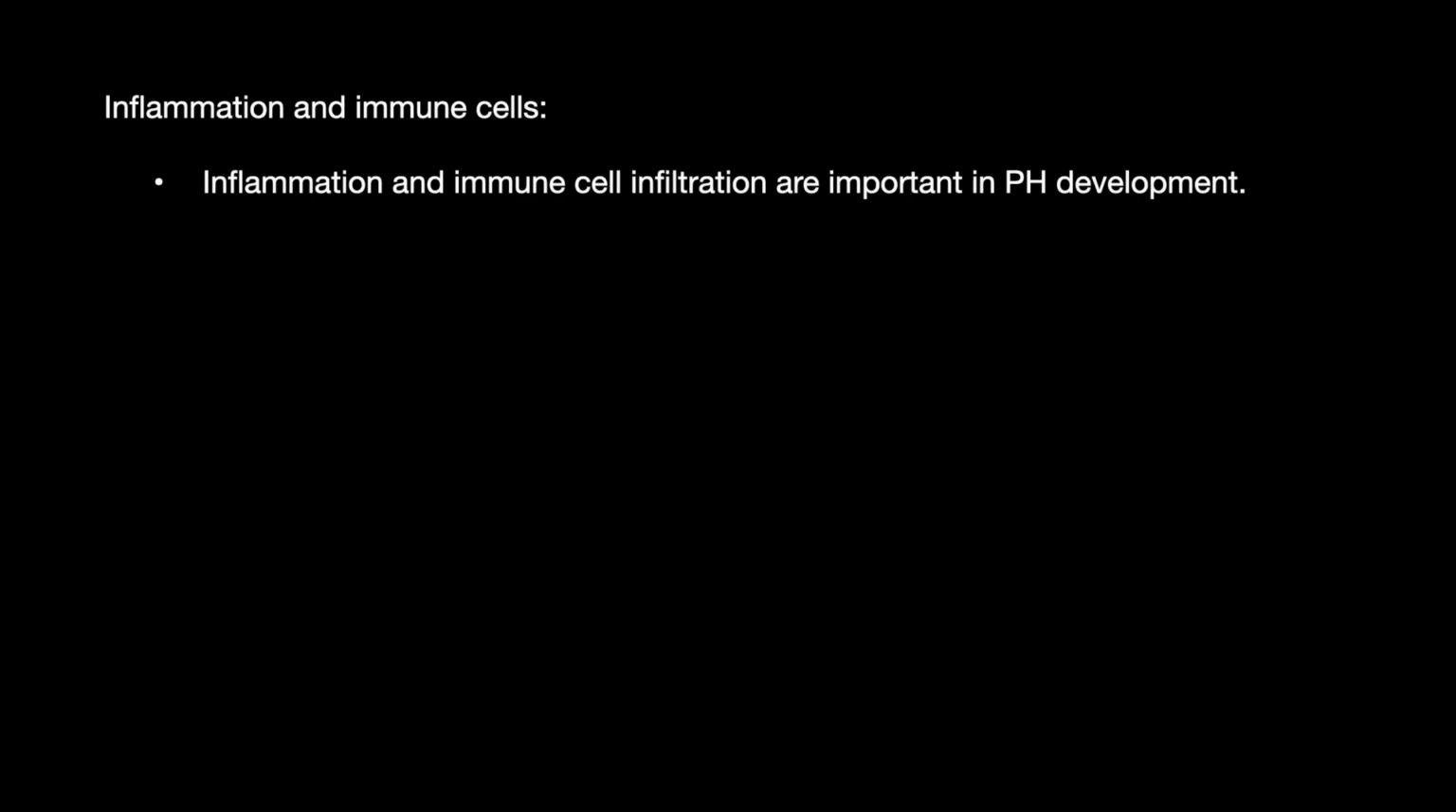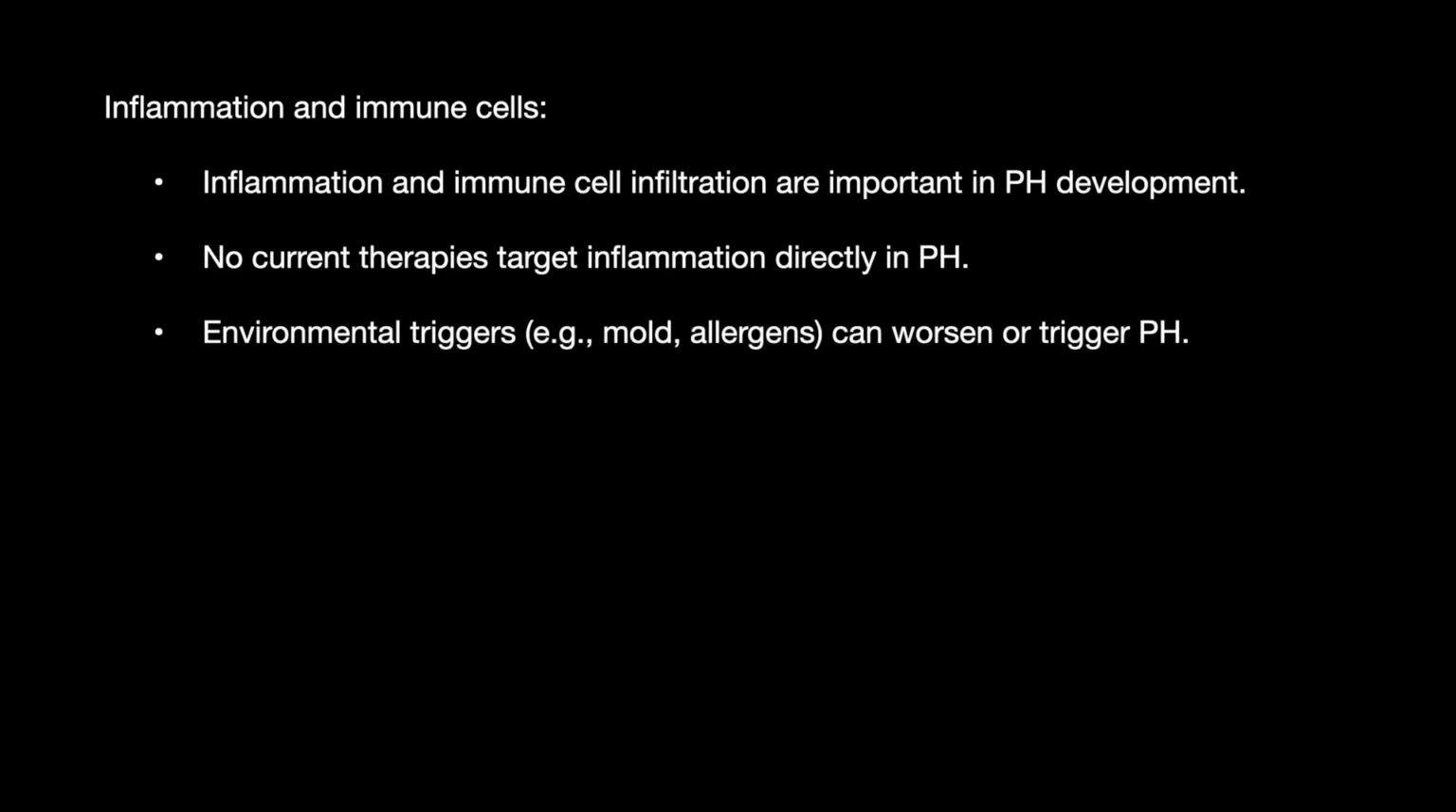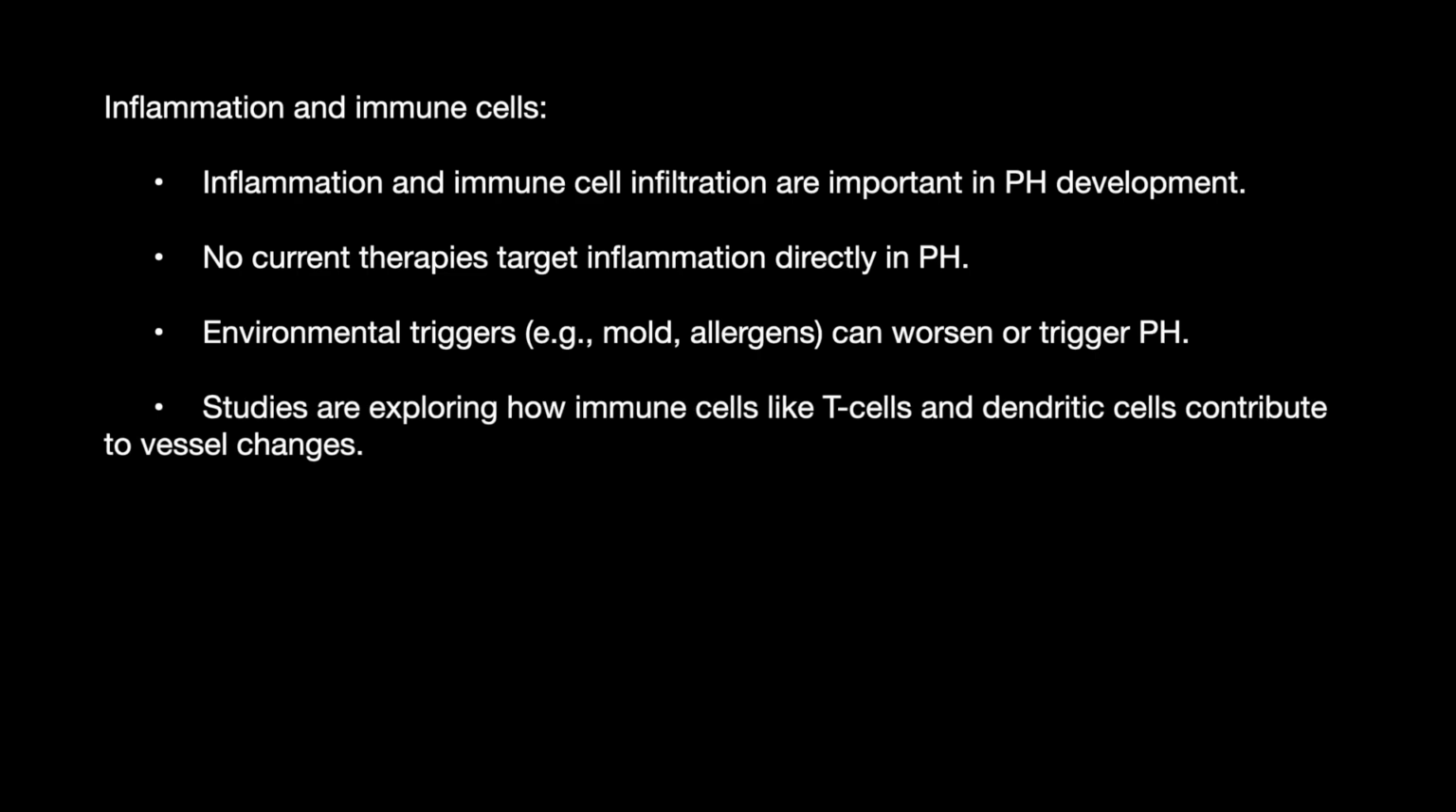Inflammation and immune cell infiltration are important in pulmonary hypertension development. Currently, we have no such targeted therapy for this purpose. Environmental triggers can worsen and trigger hypertension, so they should be kept in mind. Studies are exploring how immune cells like the T cells and dendritic cells contribute to the vessel changes.